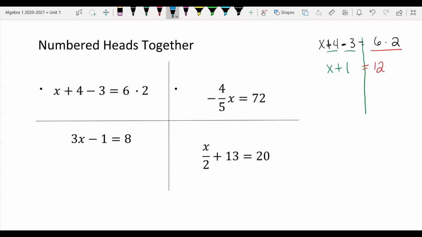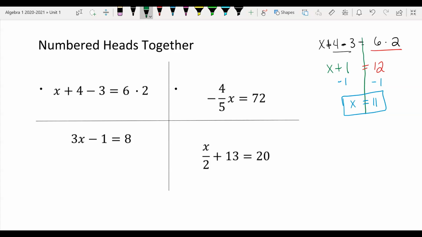Now it turns into the problem that we just did. How can I solve this? Well, I want to subtract 1, and I get x equals 11. So when you combine like terms, like we did here, you're not doing it to the other side of the equation as well. You're just doing it to that side. But whenever I subtracted the 1, because I was getting rid of it on the left-hand side, I also have to get rid of it on the right-hand side.